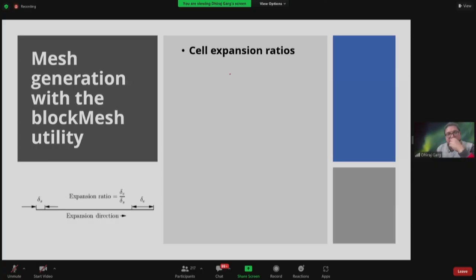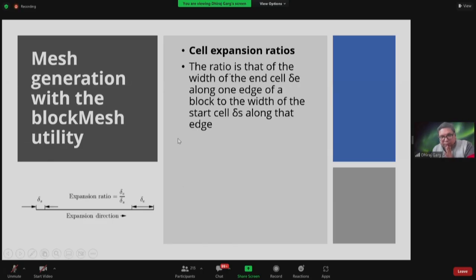Now there is another thing that you might have seen in the previous sessions or will be coming in. What is the cell expansion ratio? Now, as defined, the cell expansion ratio is the delta T upon delta S. That means the last cell and the first cell. The ratio of that is the expansion. So if it is expanding, this will be more than 1. If it is contracting, it will be less than 1. So that's how it is defined.